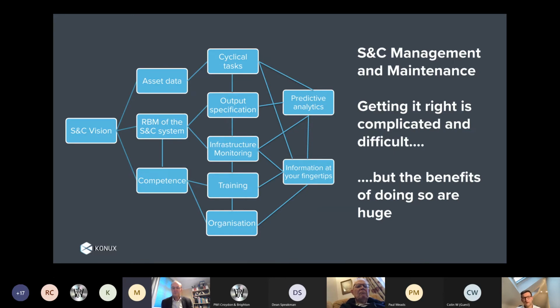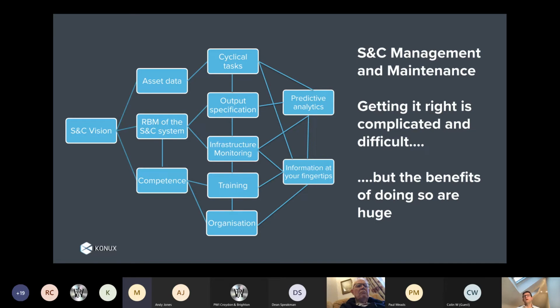So getting the asset data right. If your asset data is not right, how do you know your cyclical tasks are right? If you apply RBM, it's a real paradigm shift in moving from just going out and looking at stuff to actually fixing root cause, fixing it earlier, moving up the P to F curve so that you are maintaining the asset life, really making the asset last as long as it's designed to, as opposed to the earlier failures that we so often see now. And that's got a strong link to competence.